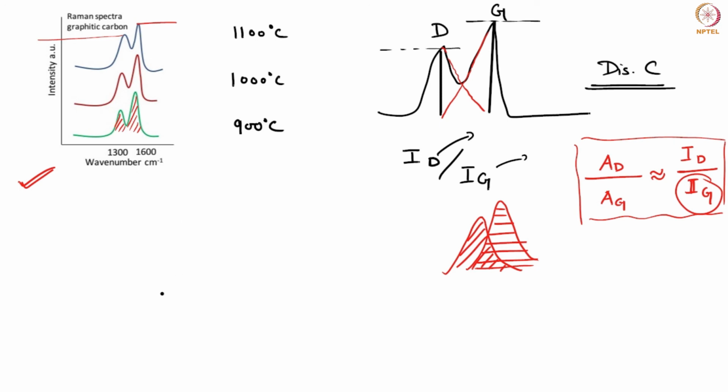Typically, within a certain range the ID by IG ratio will have a linear increase, and that linear increase will tell you whether or not you have more graphitic or more disordered content. However, if the disorder increases too much, in that case you may not get a linear increase. So remember that. But for most practical purposes, this method is very useful, and this is how you calculate it.